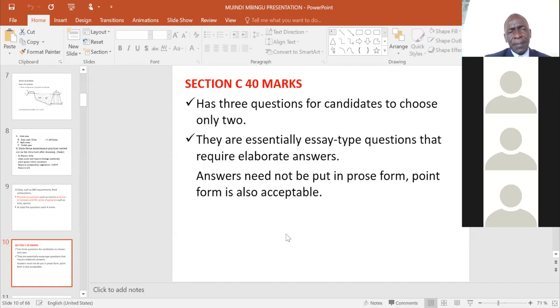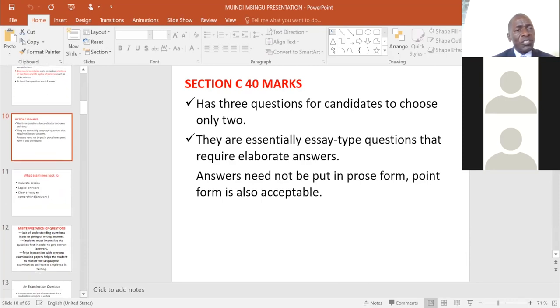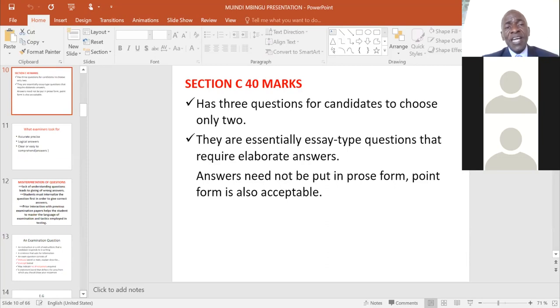Only answer 2 questions. They are essay type questions, which are currently broken into parts. They could be 2 parts or 3. Now, some students like to start answering the exams from section C. No problem. Perhaps you are being drawn by the marks. It is okay. If you can answer 2 questions adequately, you'd have pocketed 40 marks. But remember to also answer questions in the other sections.